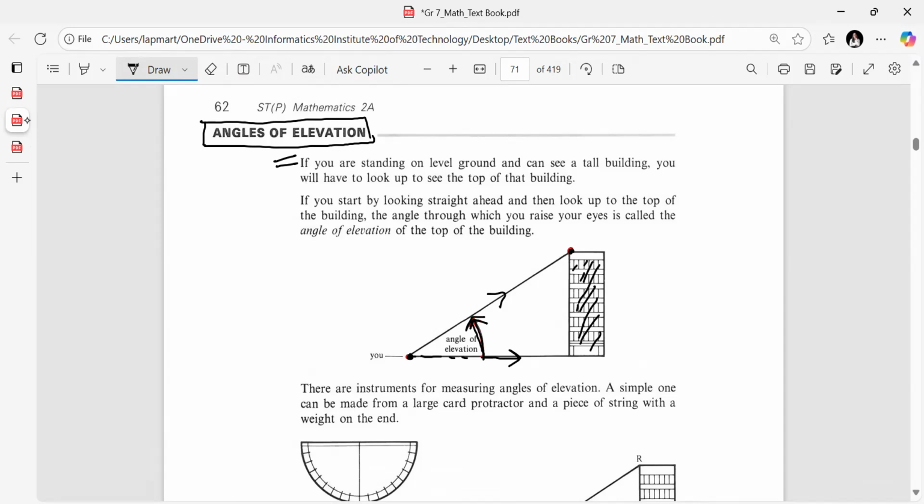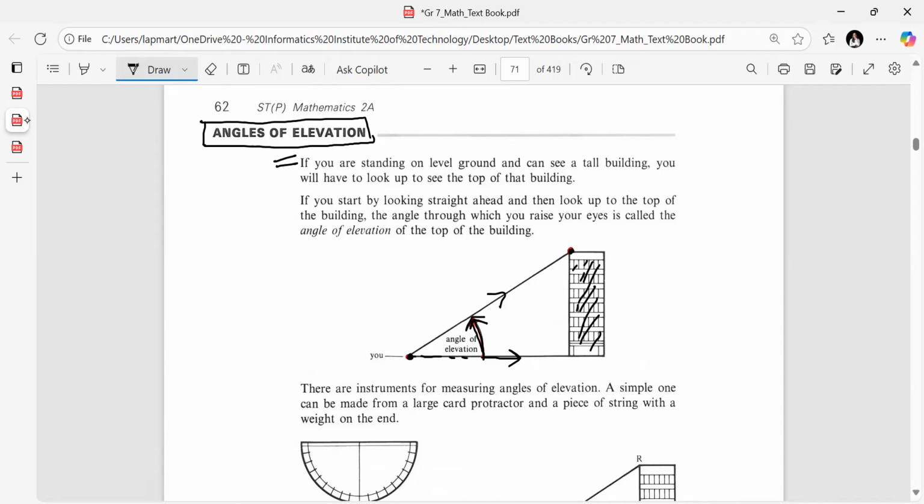So then you read these two sentences, children, with me. If you're standing on level ground and can see a tall building, you will have to look up to see the top of that building. If you start by looking straight ahead and then look up to the top of the building, the angle through which you raise your eyes is called the angle of elevation of the top of the building.